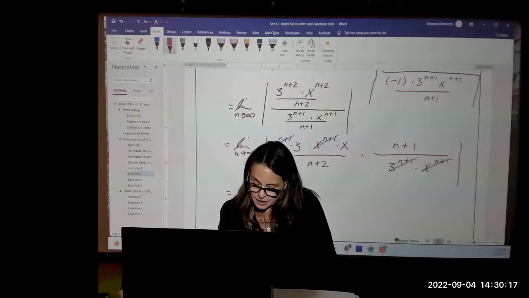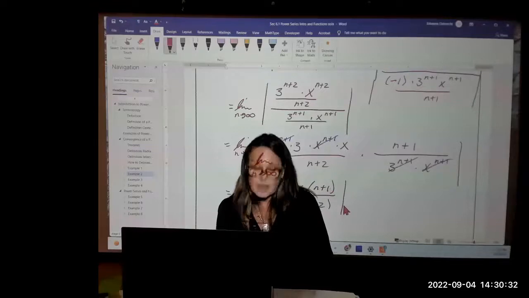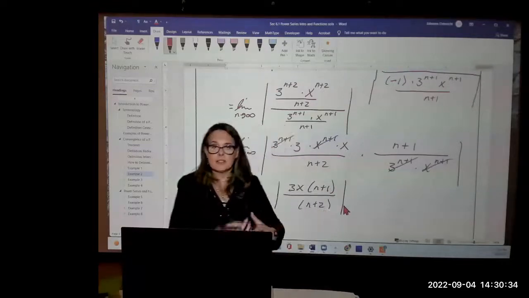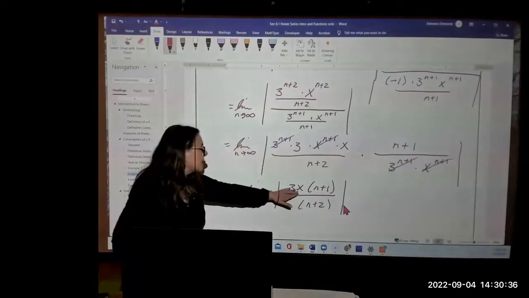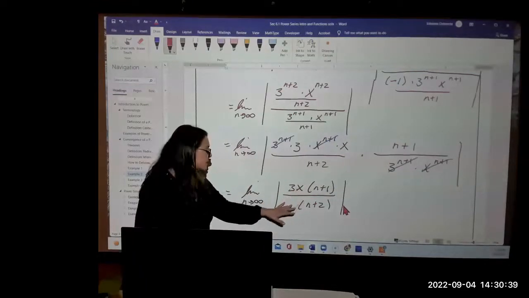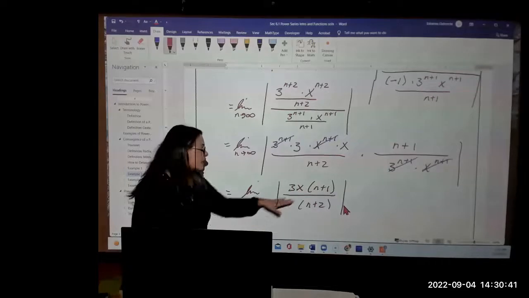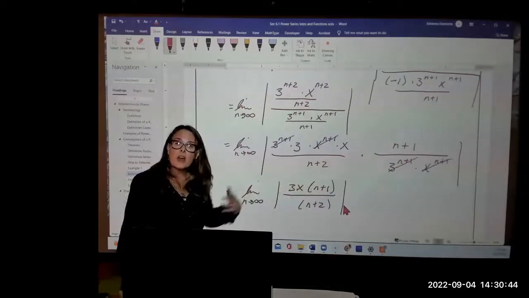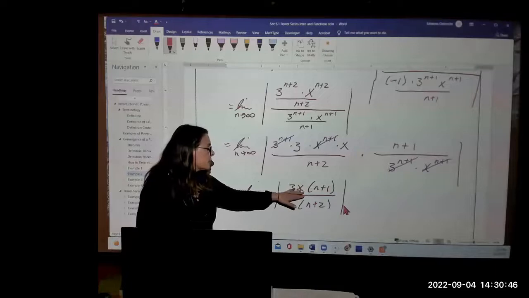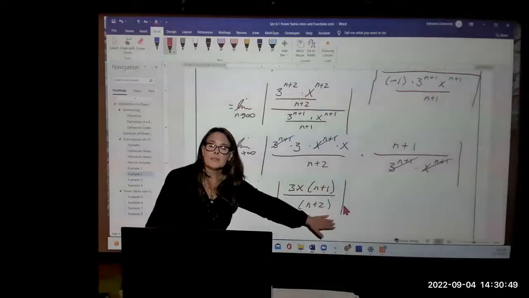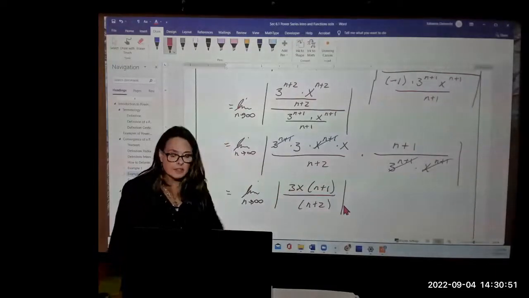And then I'm left with the limit as n goes to infinity of 3x times (n plus 1), the quantity, divided by (n plus 2), the quantity. Now, the 3 is definitely a constant, which can be pulled out, but notice that the variable x is also a factor, and it doesn't depend on n, it's x to the first. So it can also be pulled out, but the x, when it comes out, has to stay in the absolute values. The 3 does not, but the x does.